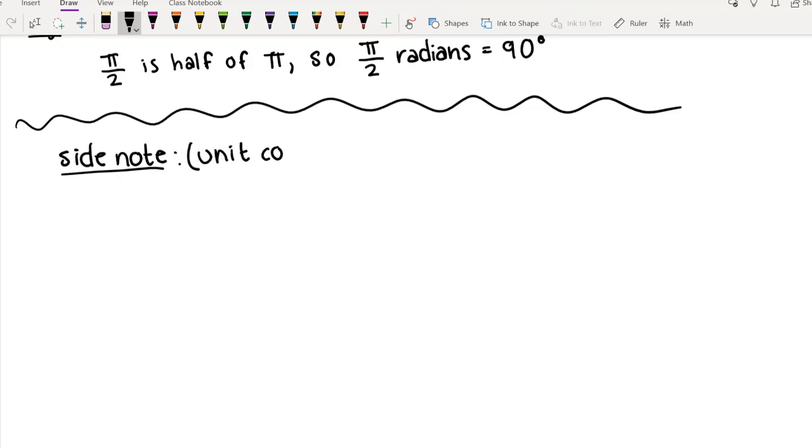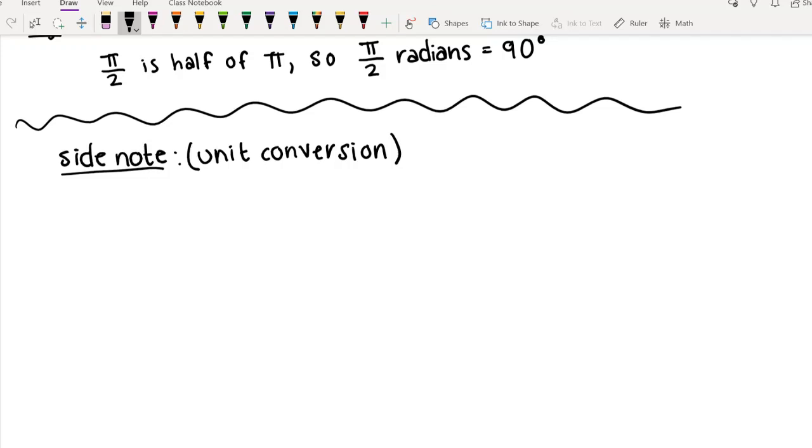So unit conversion. This is something that you may have learned in science classes that you've taken. Basically, if you're trying to convert from one unit to another, you can always multiply by something called a conversion factor. And what that looks like is a fraction where you have one of your units in the numerator and one of your units in the denominator.